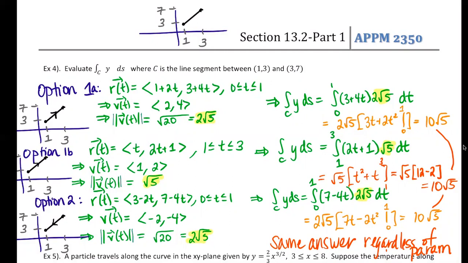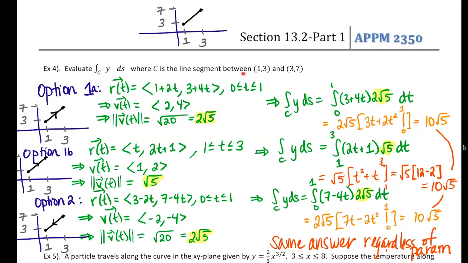So this first parameterization option is saying I'm starting at the point (1, 3) and I'm moving to the point (3, 7). So I'm going to do (1, 3) plus how far I'm moving in the x and y. And when I do it that way, my t is just going from 0 to 1. And you'll notice in that case that when I change variables and evaluate, I end up with 10 square root of 5.